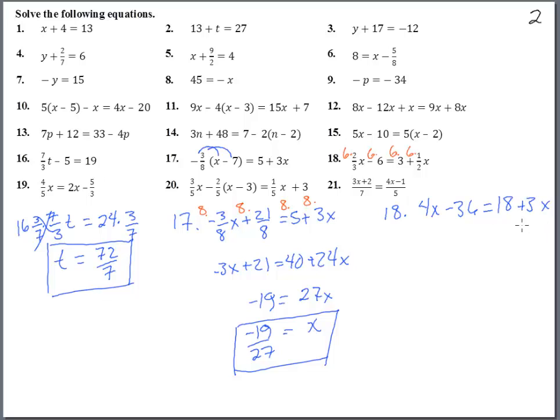Get the x's together, so subtract 3x. Subtract 3x, and we get x minus 36 equals 18. Add 36 to both sides, and we get x equals 54.